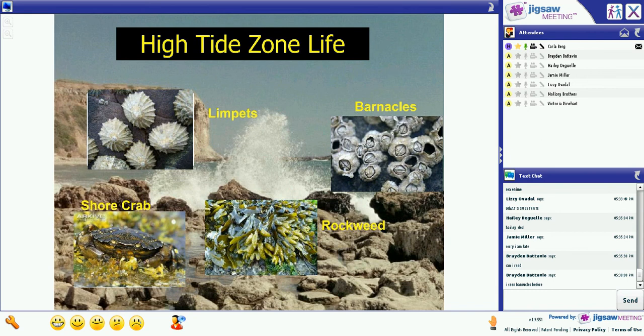There are shore crabs. And there is rockweed, which is a type of plant. Can anyone else think of any organisms that may live in the high tide zone? All right, Mallory first, then Victoria. Jellyfish can pop up in the high tide zone. Very good. Jellyfish can certainly visit the high tide zone. Victoria?